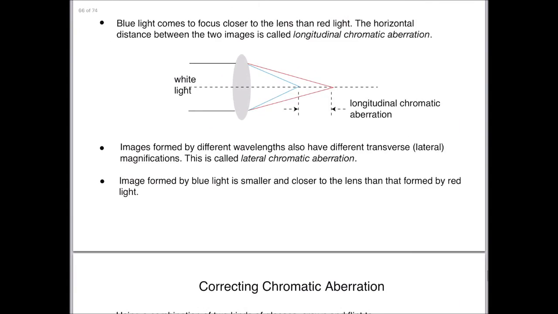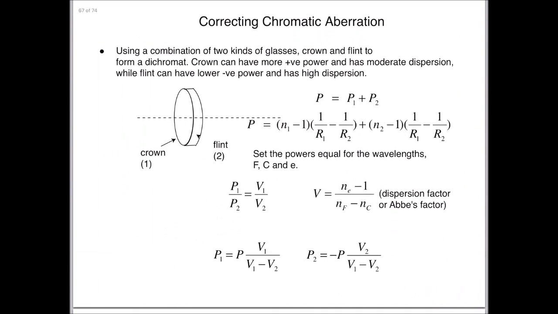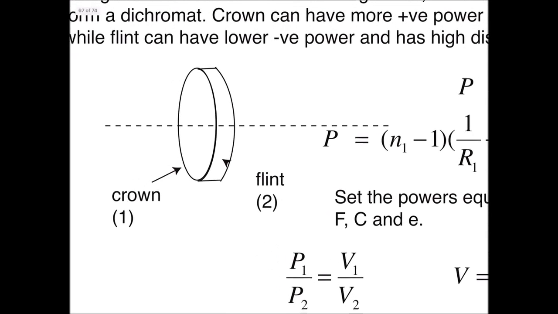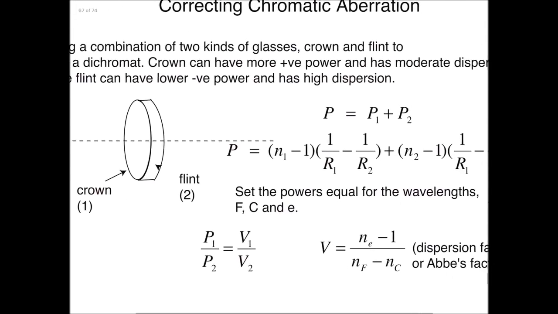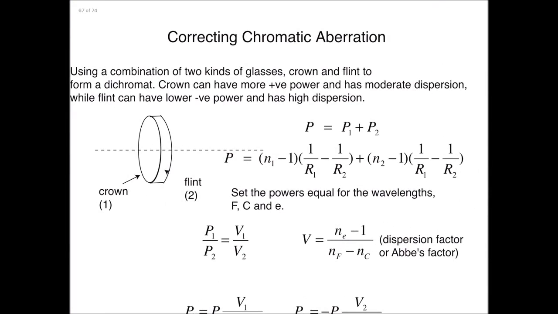How do we correct these chromatic aberrations? One way is to compensate for the difference in refractive index by joining two optical elements together. The first kind is called the crown. It is a biconvex element, so it has positive power. The second, the flint, is concave, so it has negative power. The crown has more positive power and moderate dispersion, while the flint has lower negative power and high dispersion. The total power of this system can be written as the sum of the powers of the two elements.